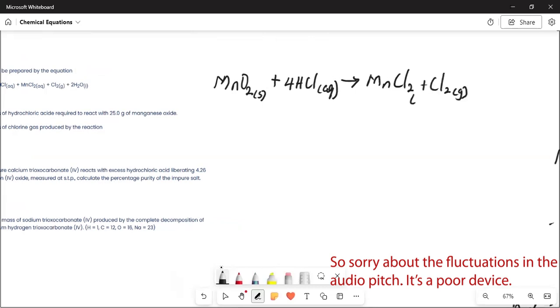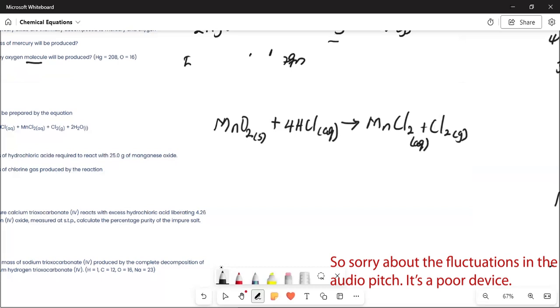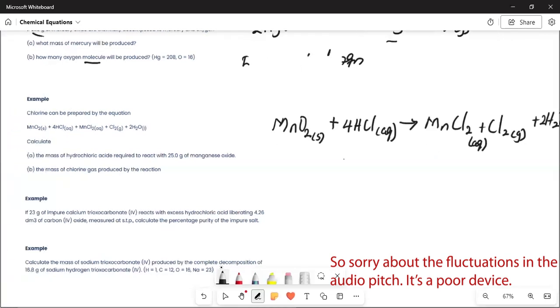This one is aqueous, and plus H2O, that is water. Okay, we put 2 here to balance water. Okay, it's balanced now. So what does the question want us to do?